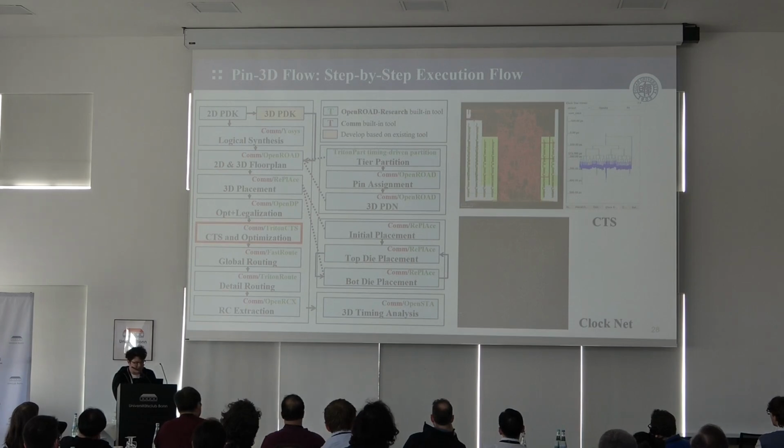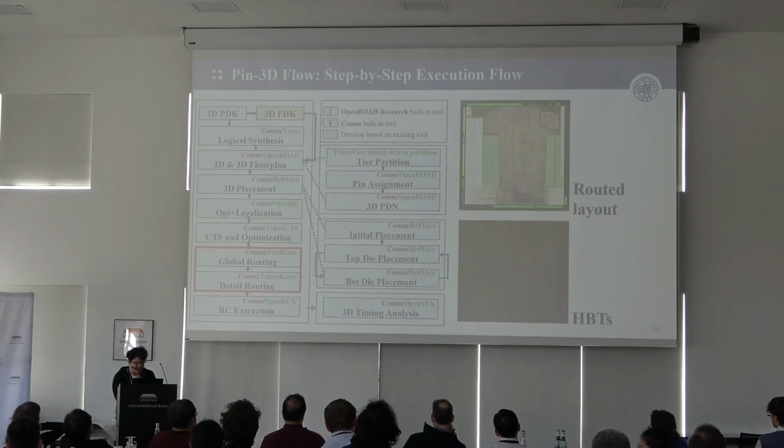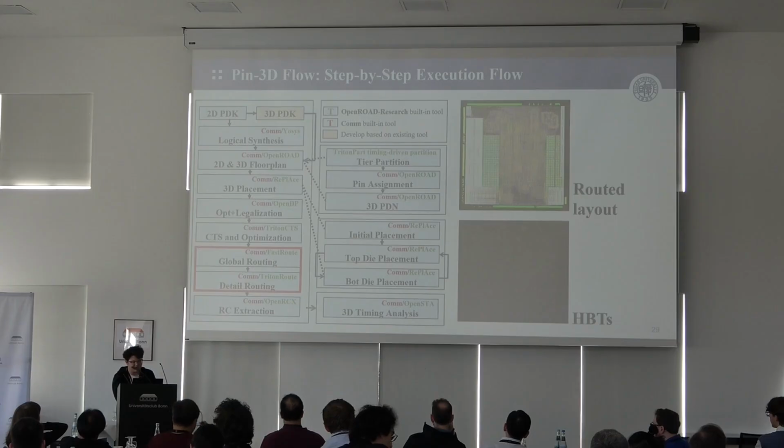Then we perform CTS on only one active tier, either upper or bottom, using a 2D tool. As a result, clock buffers are inserted only on the active tier. Finally, routing is performed under the unified multi-layer abstraction, while HBTs are treated as special vertical connections, so the complete flow remains automated from RTL all the way to final implementation.